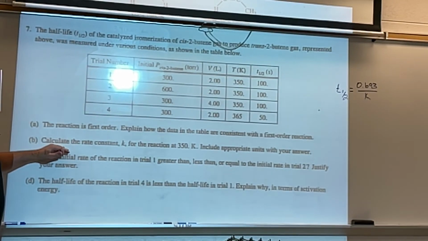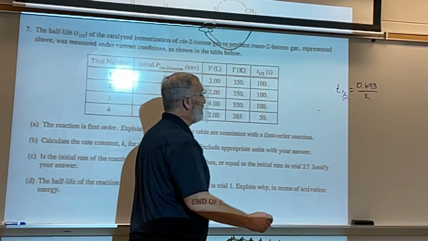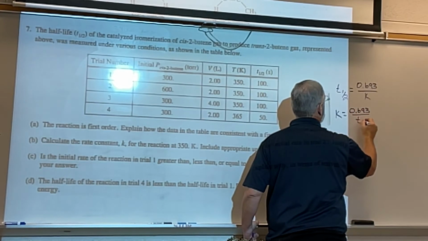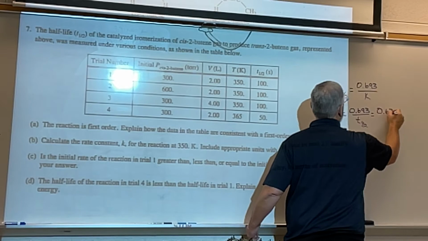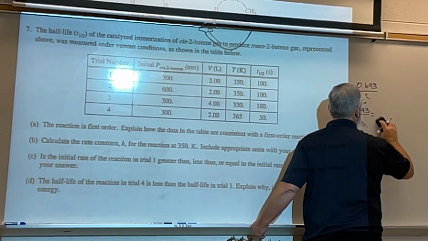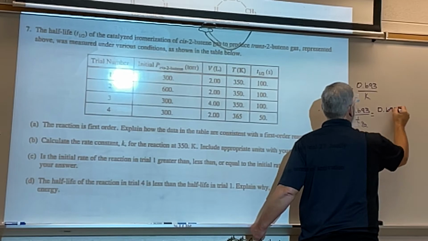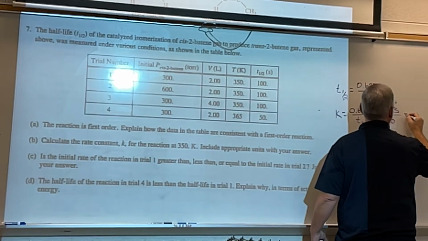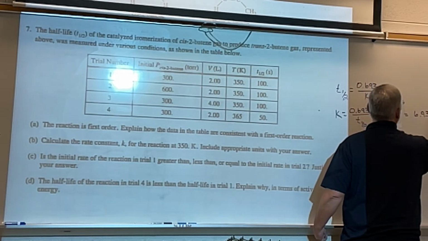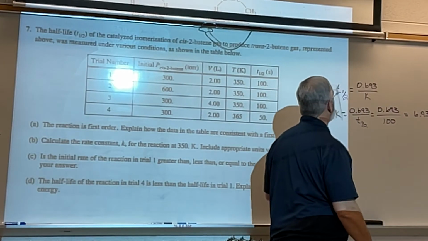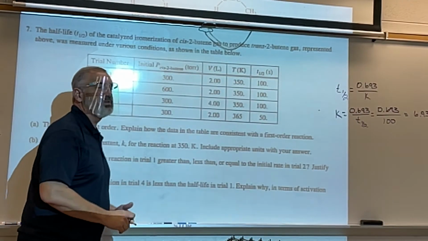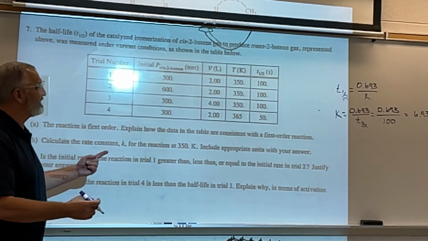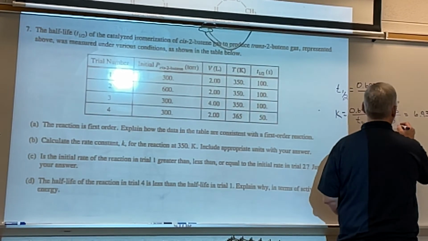So it's really a pretty straightforward question. K is equal to 0.693 divided by the half-life, which is 100, which is going to make it 6.93 times 10 to the minus third. And the units on K for first order are always going to be per seconds, because this is 100 seconds.